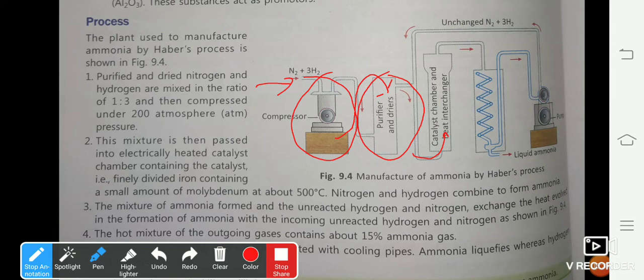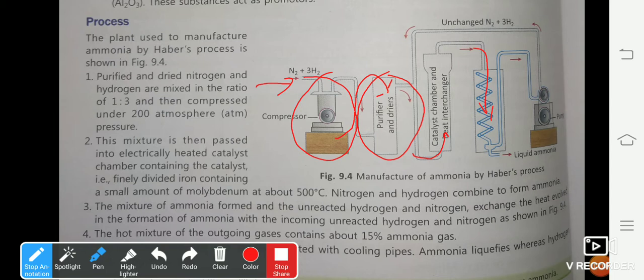Now whatever ammonia is formed will be passed into this chamber. As it is compressed under high pressure, it gets liquefied. Please remember, in 8th standard and 9th standard also we have done, there are two methods of converting a gas into liquid. One is by condensation, that is by lowering the temperature. A second one is by increasing the pressure. When you increase the pressure to convert a gas into liquid, the method is known as liquefaction.